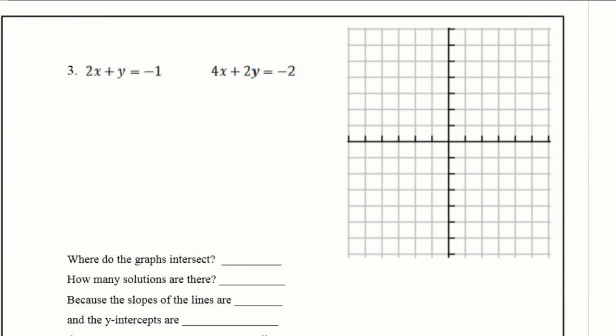So I'm going to move the 2x to the other side, and I'm going to end up with y is equal to negative 2x minus 1. Okay, so I know my y-intercept's minus 1. My slope is negative 2 over 1. So I'm going to go down 2 over 1. And then I have a line, 2 points. I'm going to connect those points.